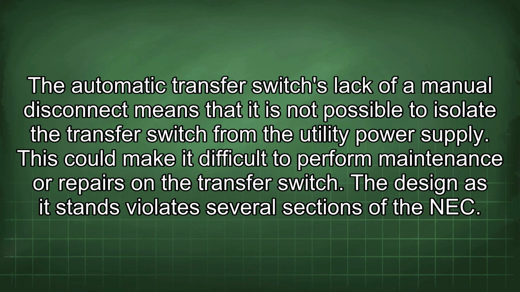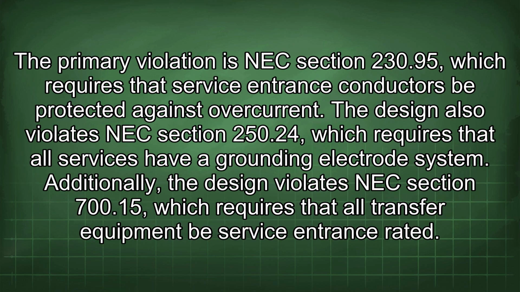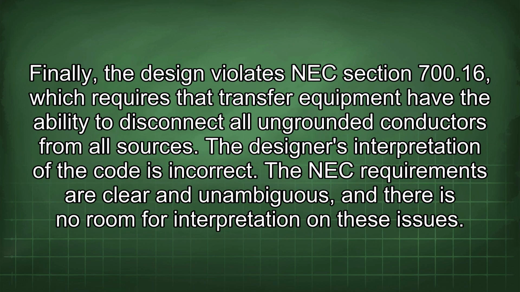The design as it stands violates several sections of the NEC. The primary violation is NEC Section 230.95, which requires that service entrance conductors be protected against overcurrent. The design also violates NEC Section 250.24, which requires that all services have a grounding electrode system. Additionally, the design violates NEC Section 700.15, which requires that all transfer equipment be service entrance rated. Finally, the design violates NEC Section 700.16, which requires that transfer equipment have the ability to disconnect all ungrounded conductors from all sources. The designer's interpretation of the code is incorrect.